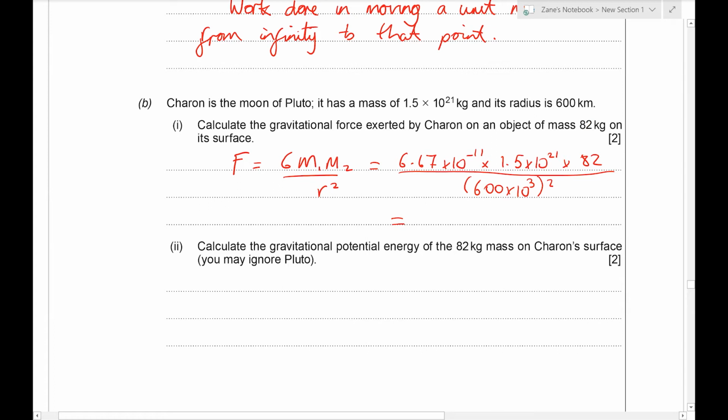Must remember to turn that into meters squared. Putting those numbers into a calculator gives us an answer of about 22.8 newtons.